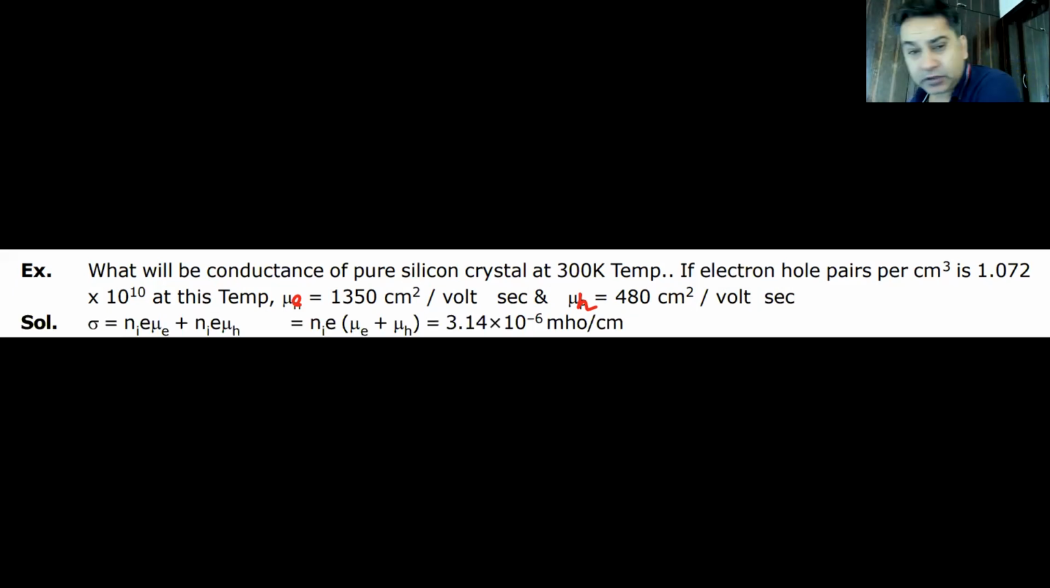Well, how to do it? It's very simple. I have to put the formula for conductivity. Do we remember this formula? Yes, sir. Concentration of electrons into charge of the electron multiplied by the mobility of electron. Concentration of hole multiplied by charge multiplied by mobility. Do we understand this? Yes, sir.